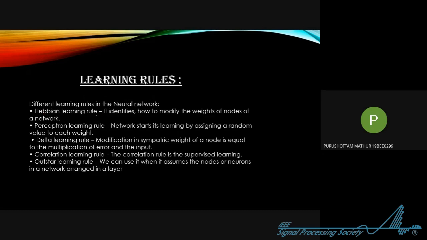Hebbian rule, this is an important rule. This one and delta learning, these two are much more important than any other. For basic projects, I think these two rules would work out. It identifies how to modify the weights of the nodes of a network. Perceptron rule is like the network starts on its own by assigning a certain random value to its weights. It would change the weights.